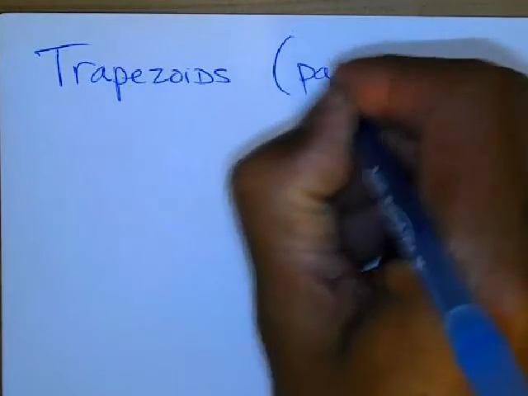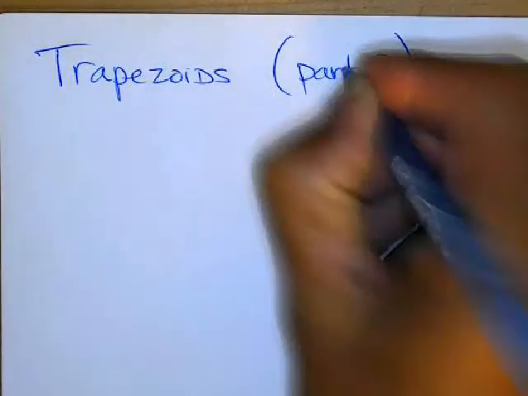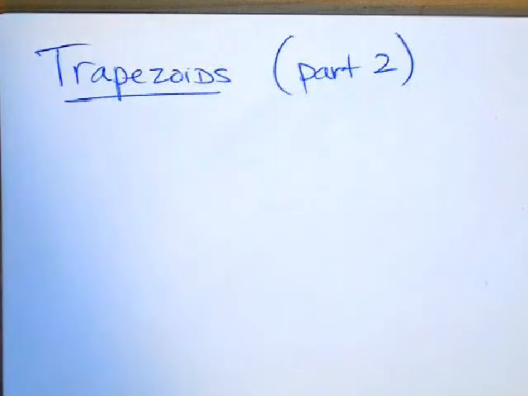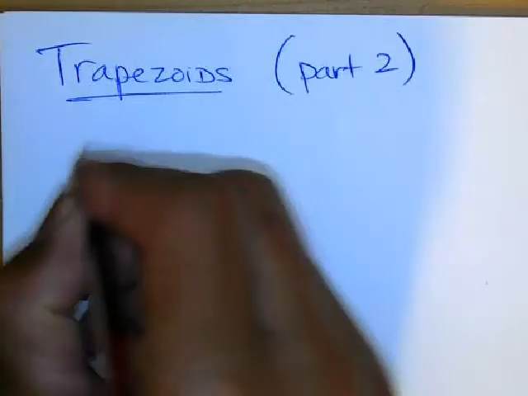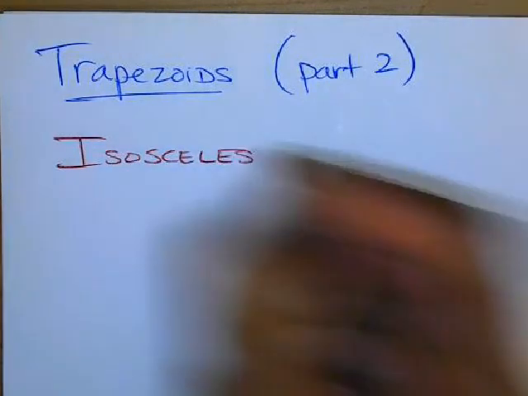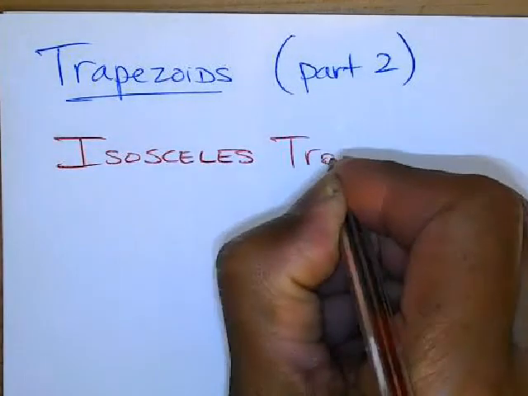Okay, part 2. For this worksheet 2, this is what you're going to see. Today you're going to see a special kind of trapezoid. The worksheet doesn't name it, I don't know why, but there's another way that you can tell that it's this type of trapezoid. It's called an isosceles trapezoid.